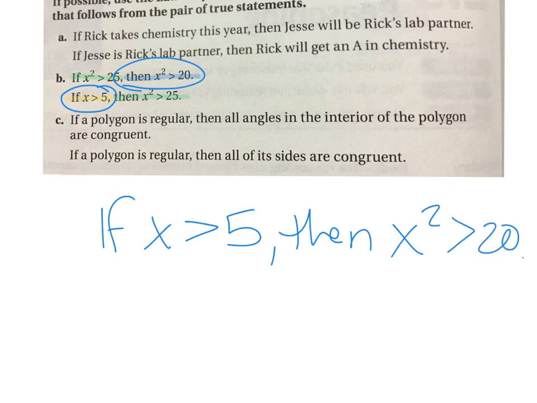Is this starting to sink in? I know it's a little tricky. Charlie understands it, so we're good, since he's in this class.